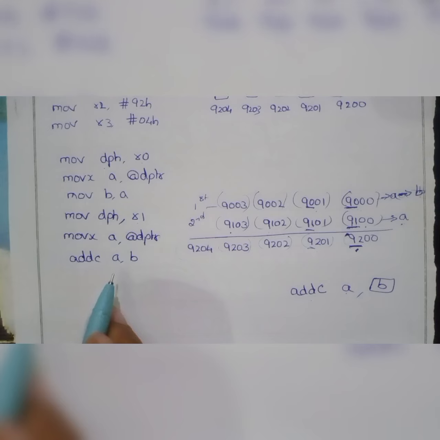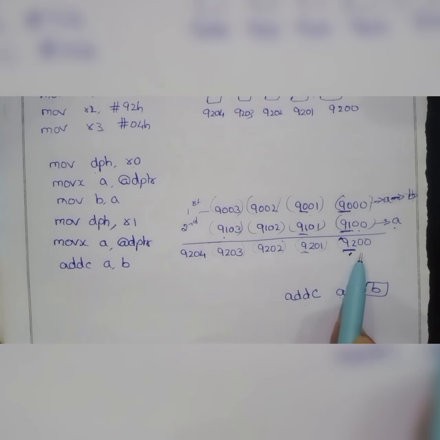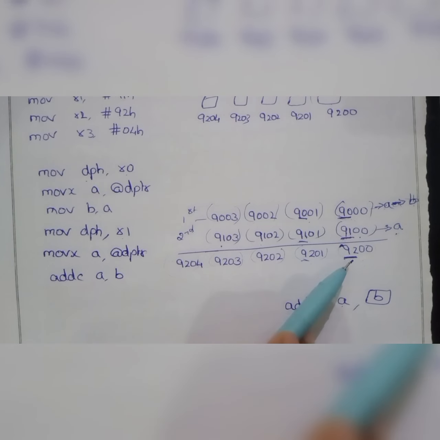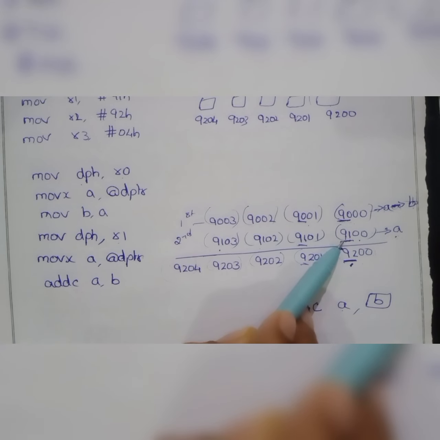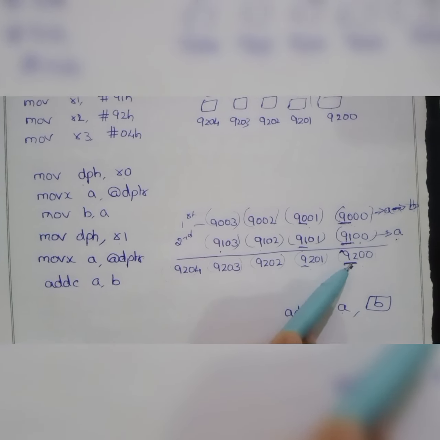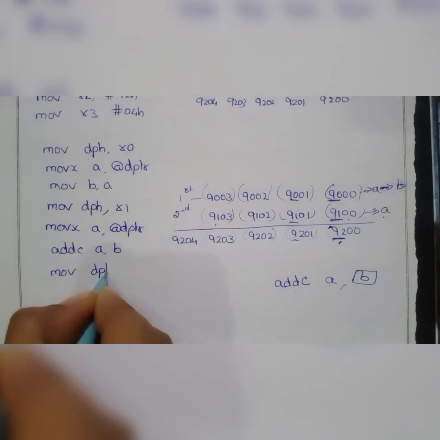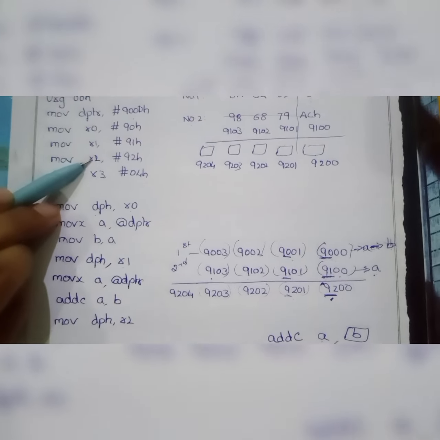So where is the answer now? It's in accumulator. Where should I store it? In the address 9200. So already DPTR is pointing to 9100. I have to make it now point to 9200. What shall we do? Instead of 91 present in DPH, we shall make 92. So MOV DPH, R2 because 92 we have stored it in the register R2. So now DPTR is pointing to 9200.